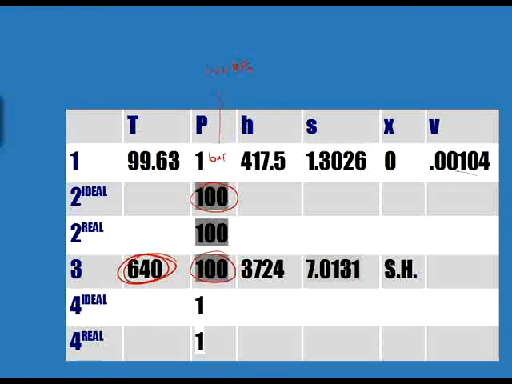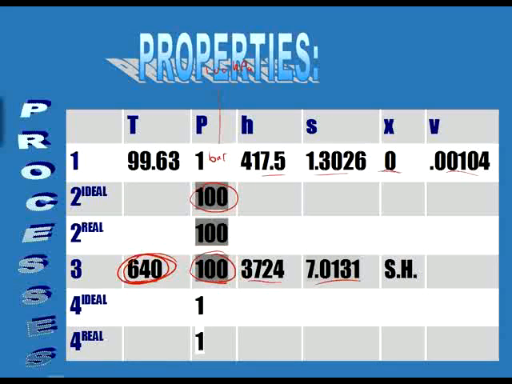What I've done is taken and indicated some of the initial findings from the steam tables, based on the saturated liquid coming into the pump, quality of 0 at 1 bar, and a superheated vapor at 640 degrees C and 100 bars going into the turbine. So there's our properties and there's our process. And let's start doing the analysis.